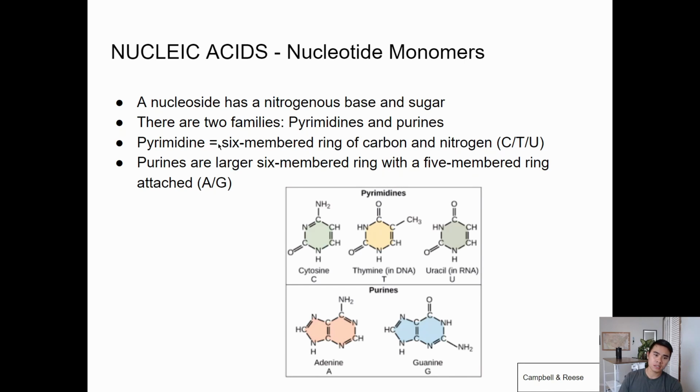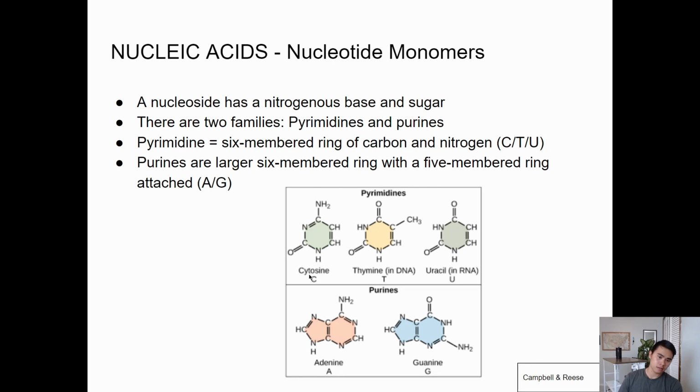Okay, so pyrimidine is a 6-membered ring of carbon and nitrogen, and cytosine, thymine, and uracil are pyrimidines. Purines are larger 6-membered rings with a 5-membered ring, and that's adenine and guanine.